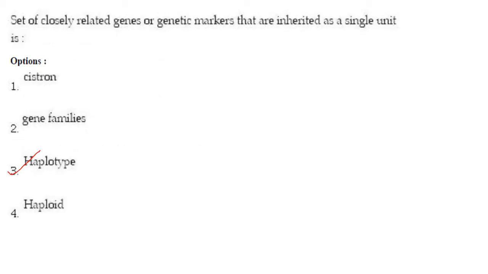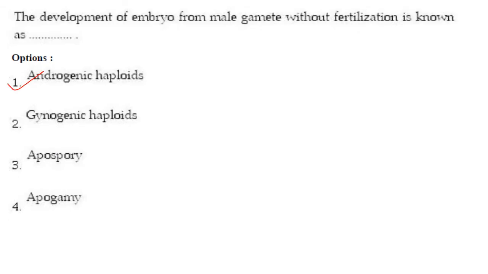Next one. Set of closely related genes or genetic markers that are inherited as a single unit is option 1, cistron, 2, gene families, 3, haplotype, 4, haploid. Answer is option 3, haplotype.